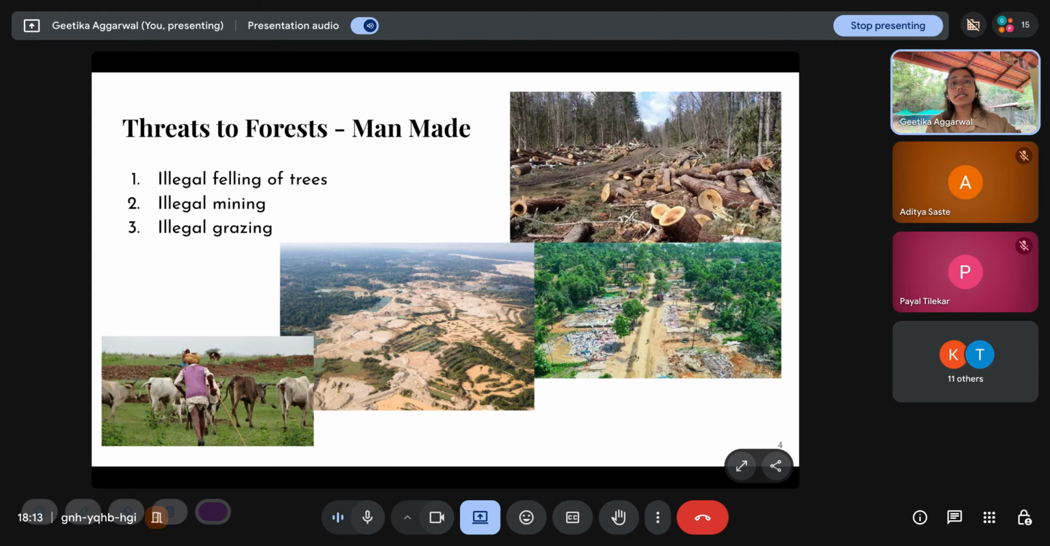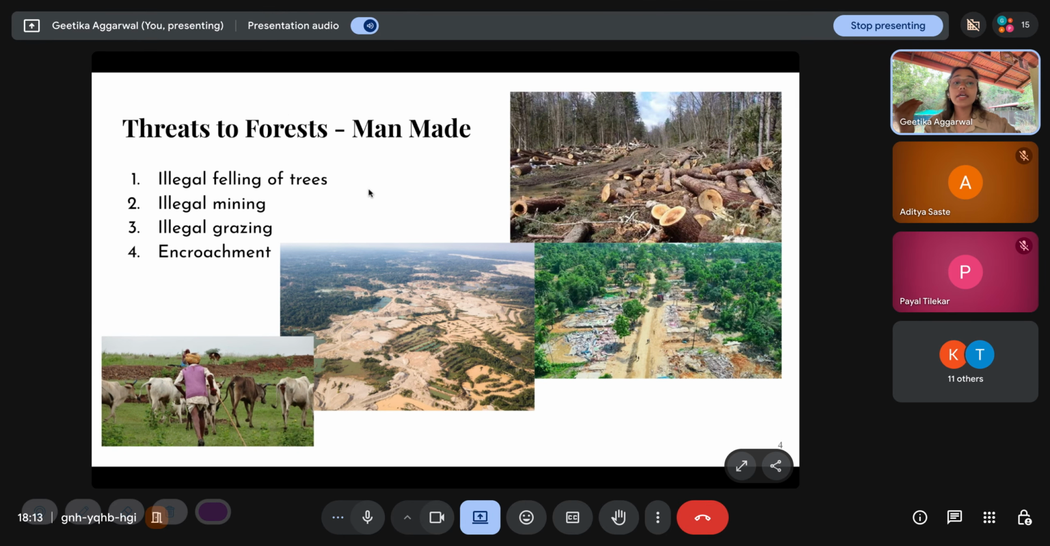And people then take their cattle into the forests, and when there is a lot of cattle, they can be feeding on the new saplings, the younger saplings in the forest, and eventually these younger saplings cannot establish into trees. And if that is happening, we'll only be left with older trees in the forest, and no new trees will be establishing. So this illegal kind of grazing is also a threat to the forest.